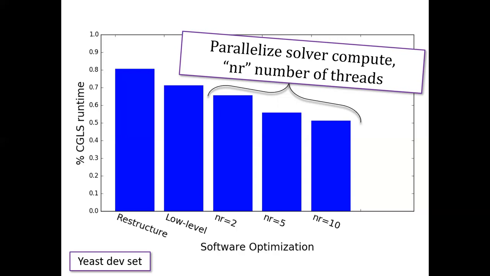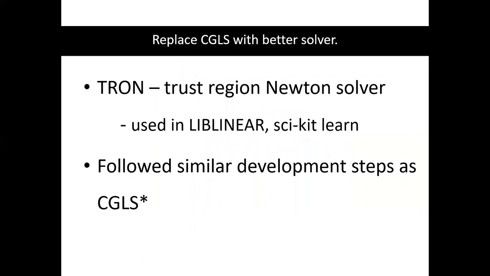Another approach is to consider a faster solver itself. CGLS is somewhat older, and more recent studies have shown that the line search in CGLS can actually be improved upon using trust region Newton methods. Perhaps one of the most popular trust region Newton solvers is Tron, which is used in liblinear and scikit-learn for linear SVM problems. So we effectively took Tron and ported it to Percolator as an SVM solver within it. And the port within Percolator followed similar development steps to CGLS star.